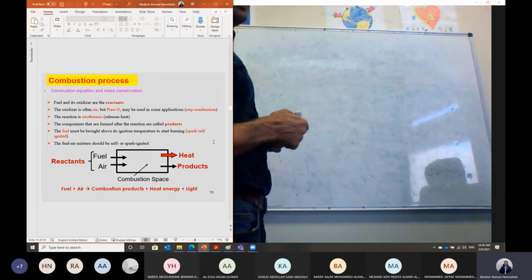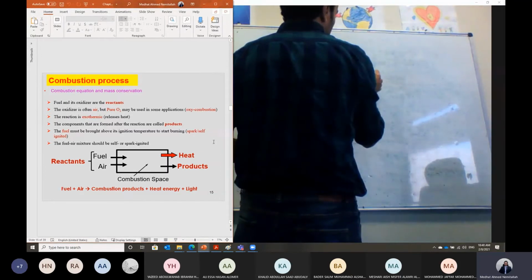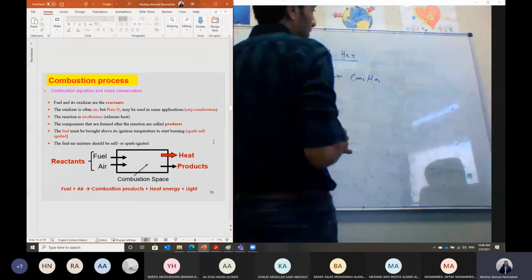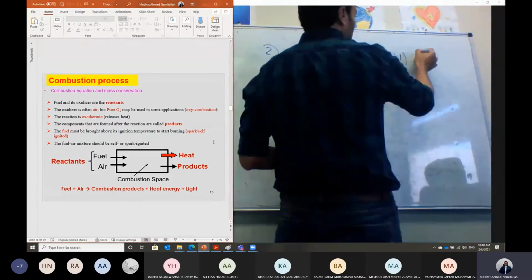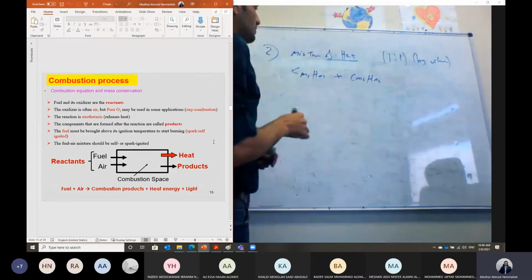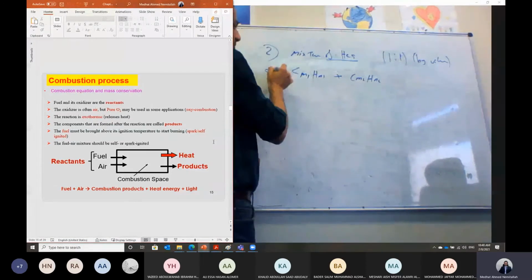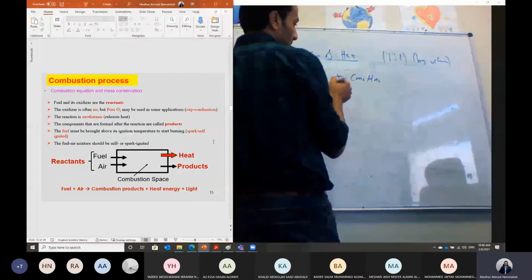Let's say we have two fuels, CM1HN1 plus CM2HN2. Let's say we have the two fuels by the ratio 1:1 by volume. 1:1 by volume means that if we have 1 kilomole of the fuel, we have 0.5 kilomole of the first fuel plus 0.5 kilomole of the second fuel.